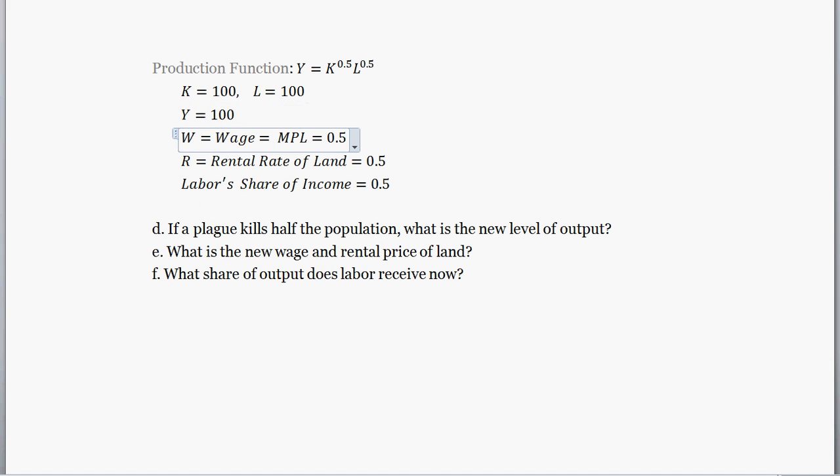So total output was 100. We found out the wage rate was equal to 0.5, and then we found out the rental rate of land was 0.5, and then we found labor share of income was 0.5. If you're not sure what any of those things are, I'll put links in the video description to the previous 2 parts that have led up to this problem. In this video, we're going to solve the last 3 parts.